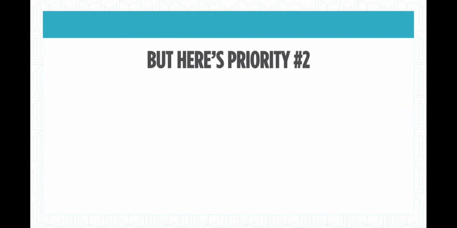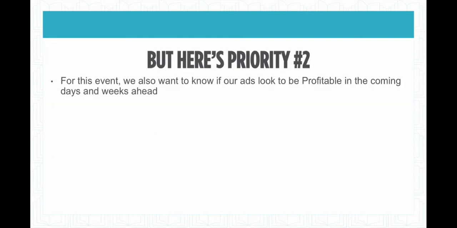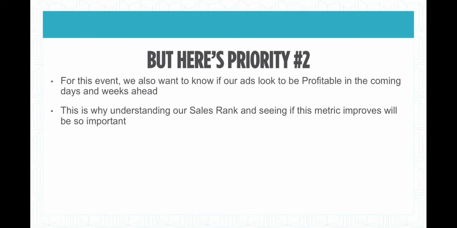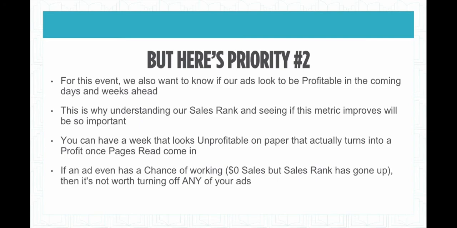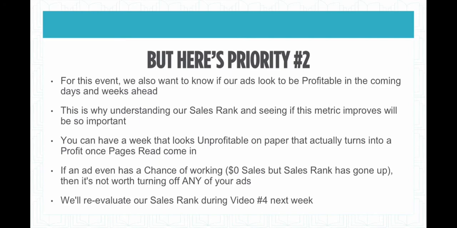But here is priority number 2. We also want to know if our ads look to be profitable in the future. This is why understanding our sales rank and seeing if this metric improves is going to be so essential. You could have a week that looks unprofitable on paper that actually turns into a profit once the pages read come in. And if an ad even has a chance of working, $0 sales, but you see that your sales rank has gone up, then I recommend keeping your ads running, not turning anything off. Now, we will reevaluate our sales rank during video number 4, which will come at you next week.